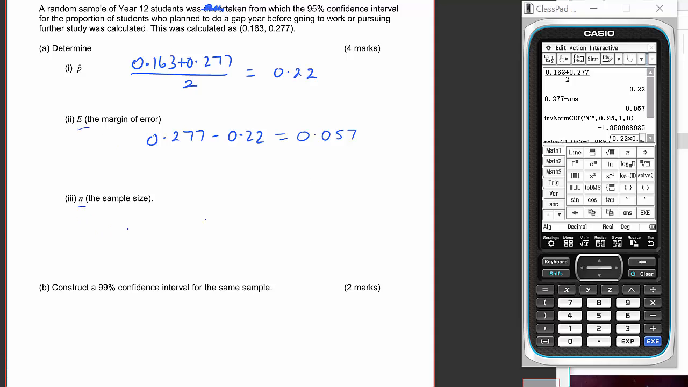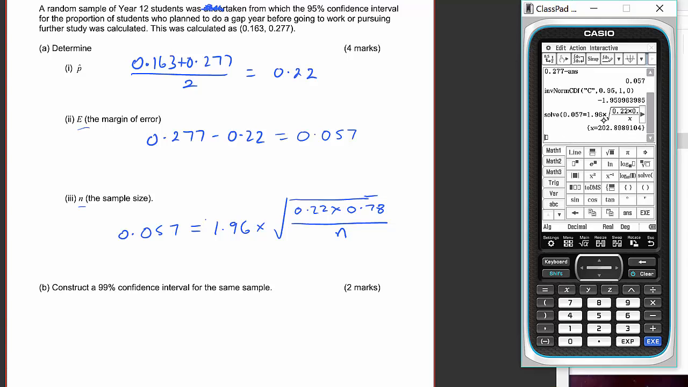And we need that to find the sample size, because the margin of error is going to be equal to the z-score, which is 1.96 for 95%. So 1.96 multiplied by the square root of 0.22 multiplied by 1 take away 0.22, all divided by n. We're trying to find n here, and I've actually solved this equation already, so I would give the answer as 203.